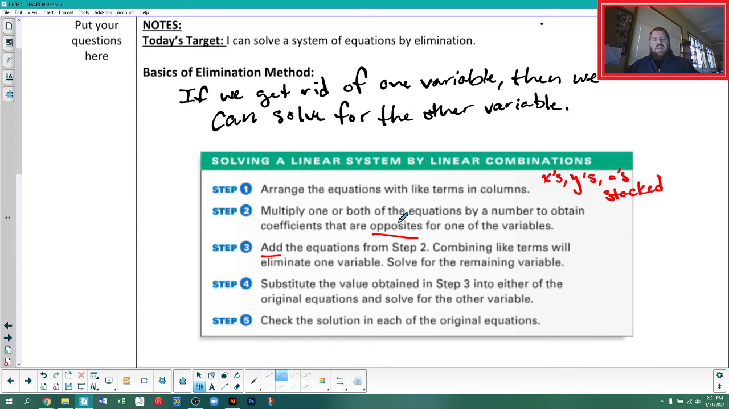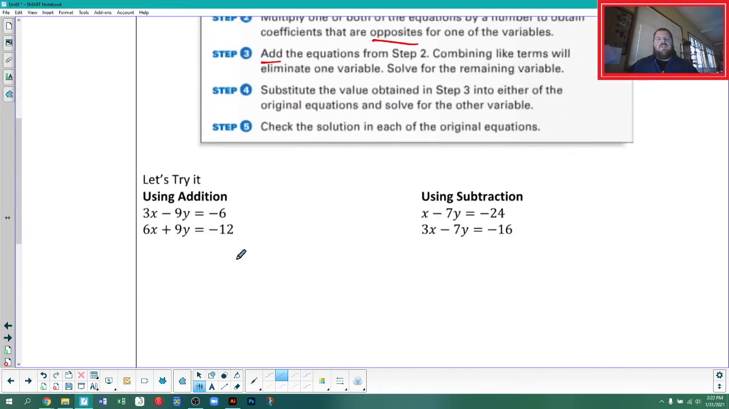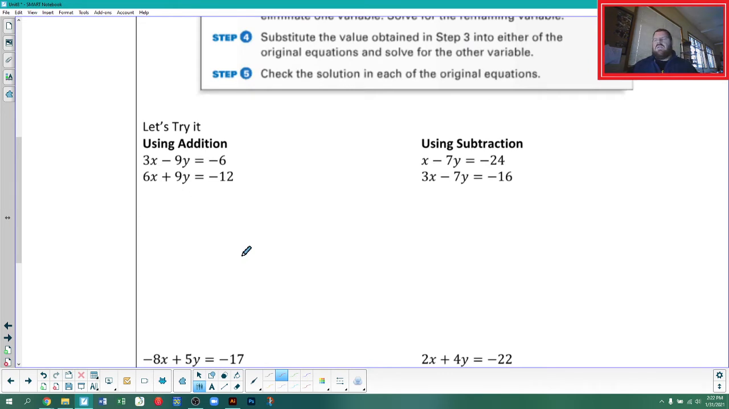Then we want to add those equations. Combining the like terms should eliminate one of the variables if we've done that correctly. Note that can either be done with addition or subtraction, and we'll look at both of those. Personally, I am partial to addition. I like using addition better, but subtraction works as well. And then solve for that variable. After you've eliminated one of the variables, solve for the other one. Then we do the normal thing with systems of equations: you've got one answer, find the other. That's step 4, and then step 5 is checking our solution.